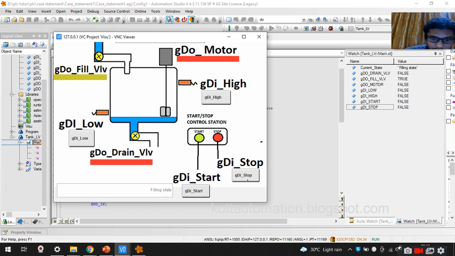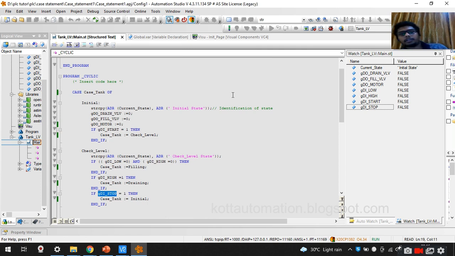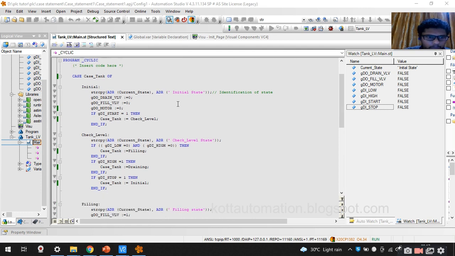Now at any stage, if I am pressing stop, all of my outputs must be off. And here we can see the current state. Now it is showing as a draining state. Now it is showing as a filling state. When I am pressing the stop button, it will go back to the initial state. So this is the final logic which we have. So our logic is working perfectly. So in this manner, we have developed the entire tank level logic by using only the case statement.